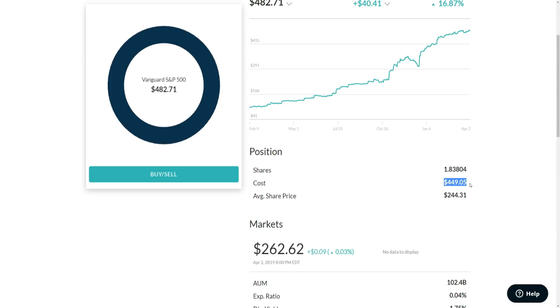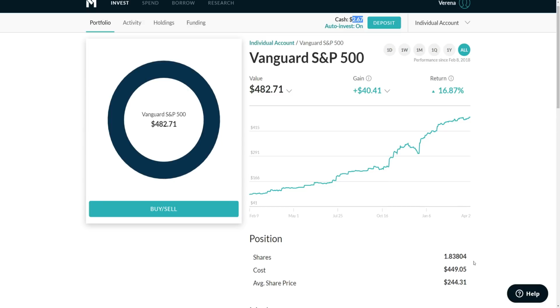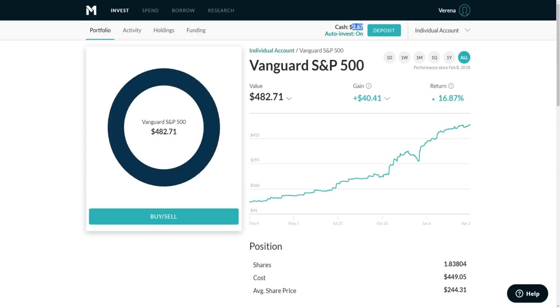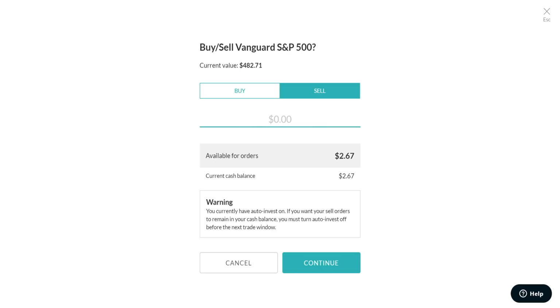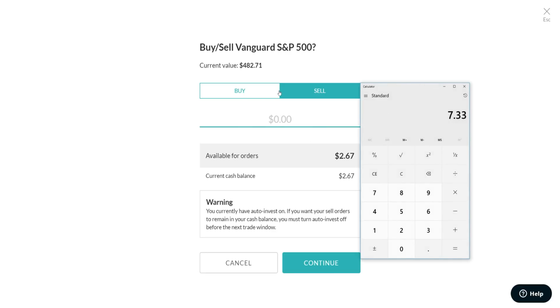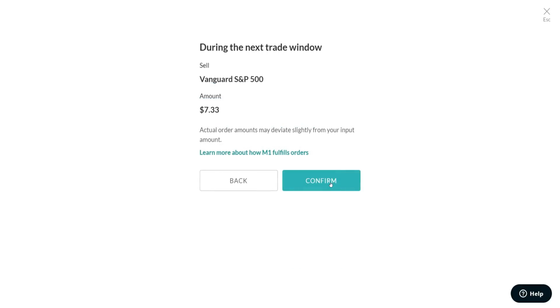We're going to see what our cost has gone to. If it's gone higher than that $2.67 threshold, we'll see how this plays out. So this is all for experimentation here. I have $2.67 there, and let's go ahead and just knock it out and see what tomorrow's stats are for this specific stock. We're going to go ahead and sell, and again it was $7.33, which is our 10 minus 2.67 in order to have that $10 threshold. So $7.33, and there we are. We have available for orders after we sell the $7.33, plus our $2.67 sitting there in cash, is going to make 10 bucks. We go ahead and hit continue and confirm.